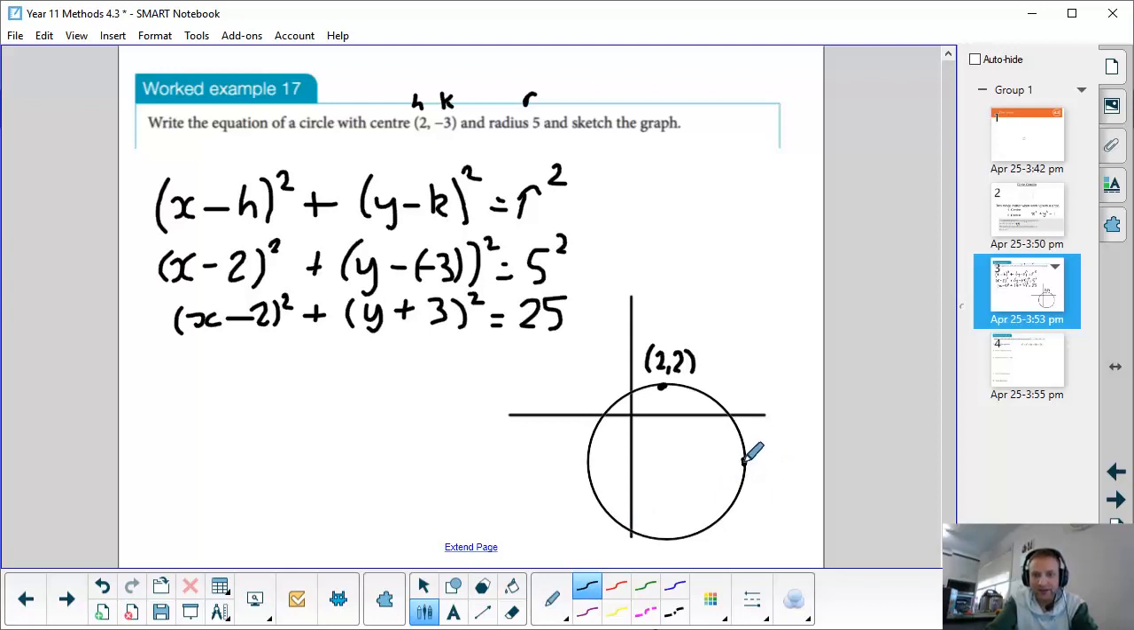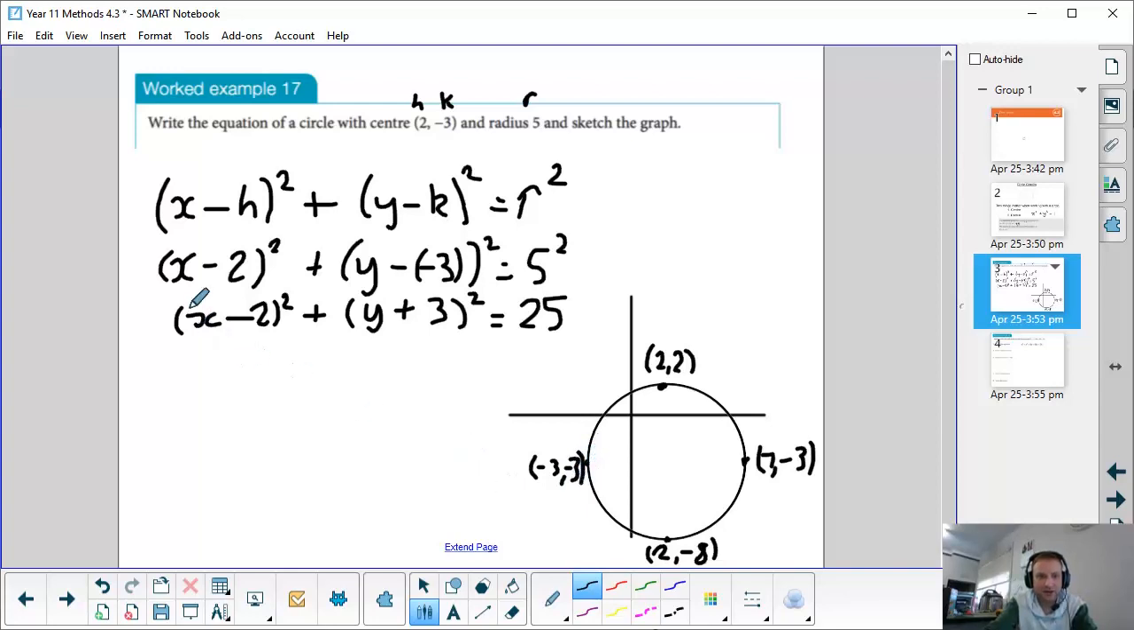This point here is 5 units to the right, 5 units in the positive x direction. So it's not at 2 anymore, it's at 7. And because it's lined up with the center, it's down at negative 3. This point is 5 units below. So I'm still at 2, but now I'm down at negative 8. And this point is backwards 5 units from 2. So I'm at negative 3 and at negative 3.